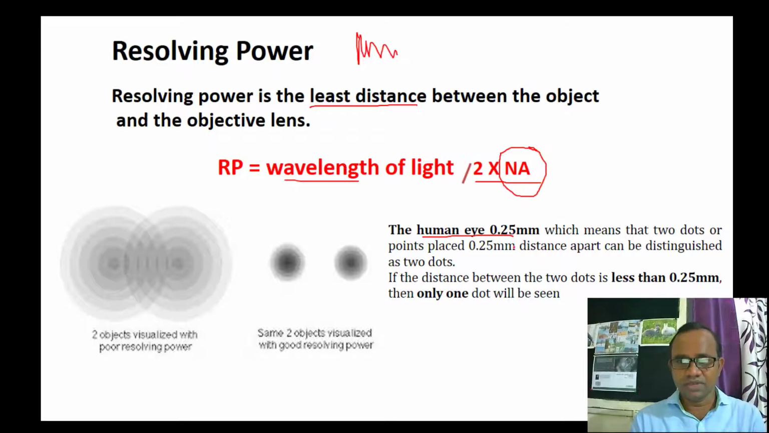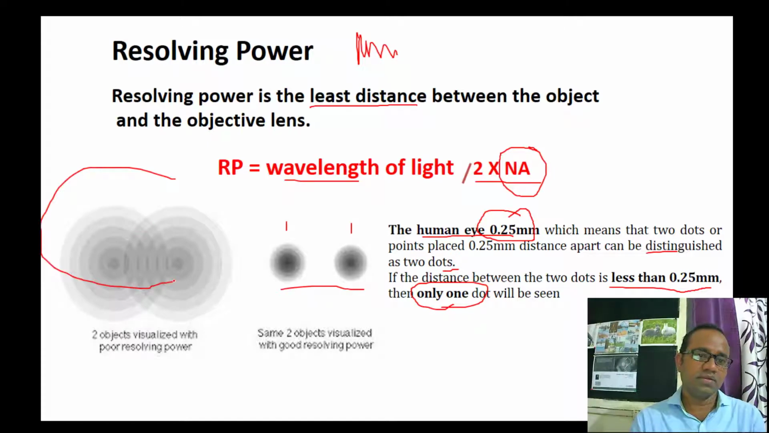That means any object which is placed at this particular distance, the human eye can distinguish as two separate dots. Like this dot and this dot. What if the distance between the two dots is less than 0.25 millimeter? Then we will not see two separate dots. We see only one dot like this. So the distance is important.